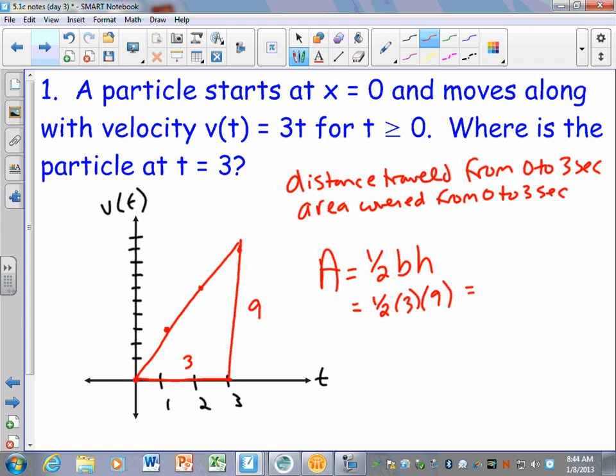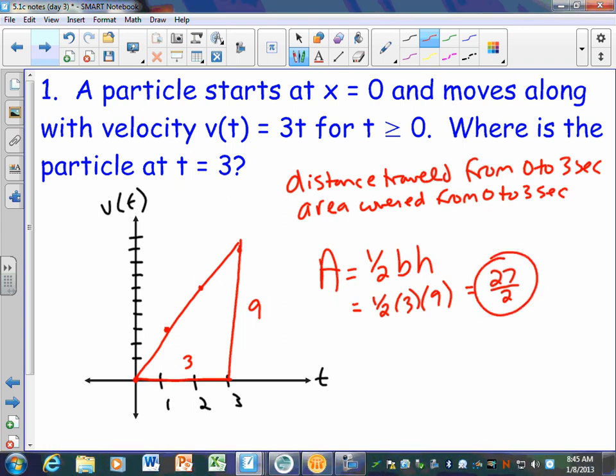And I'm just going to leave that as 27 halves. No need to write it as a fraction. There's some other ones on your homework. Rectangles we should be pretty good with.